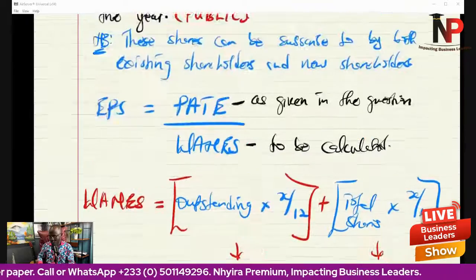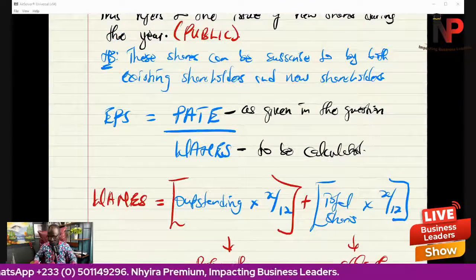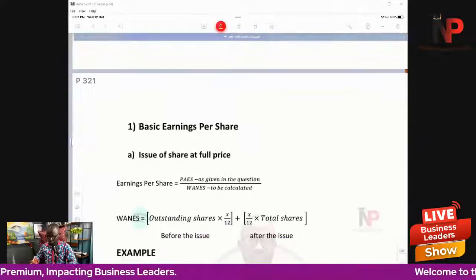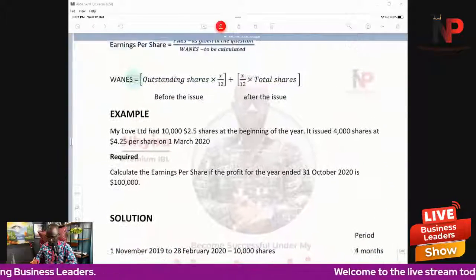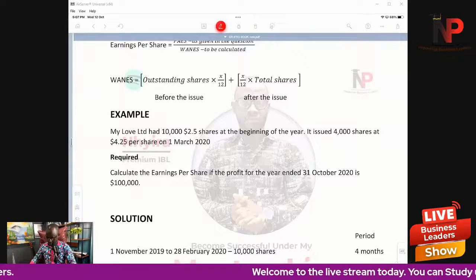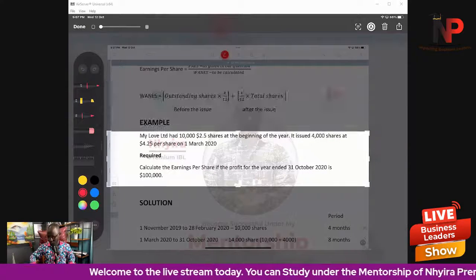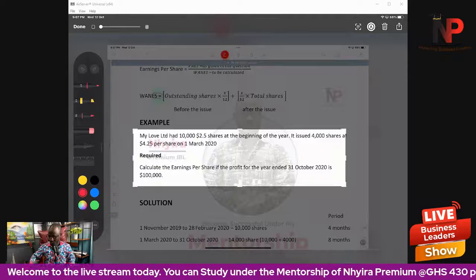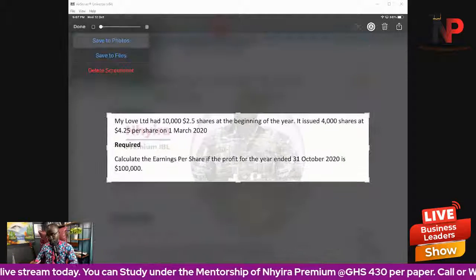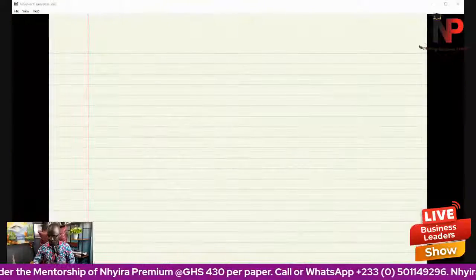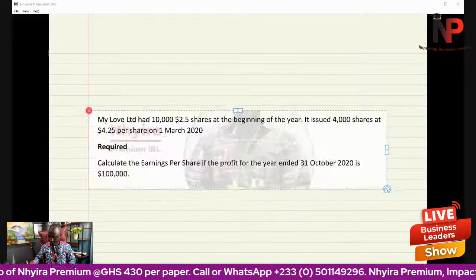So let's crunch some numbers, and let's bring it straight into it. For those of you with the book, you're going to have this question in the book, so there's no need for you to write it up. If you don't have the book, you can take a screenshot of the question as I drop it in my slide. There we go.